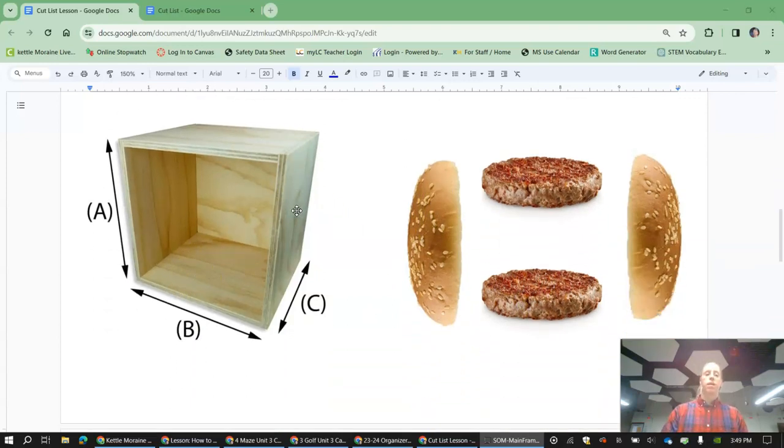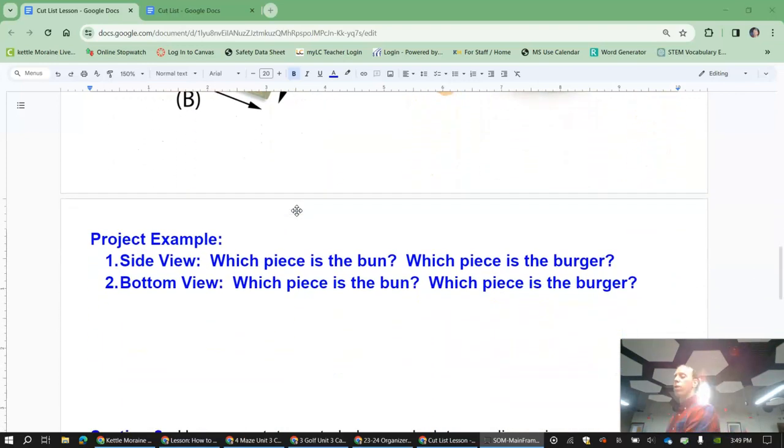So hopefully you understand that, because I am now going to quiz you, and we're going to quiz you with this project here. This is a front view. This is the back piece. Here's the front piece. If I turn to the side, now you can see the side piece. If I go to the bottom here, now you can see the bottom. So I have two questions for you. If we go to a side view on this project, which piece or pieces would we consider the bun? Which piece or pieces would we consider the burger?